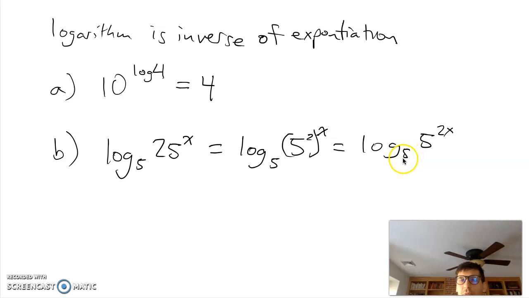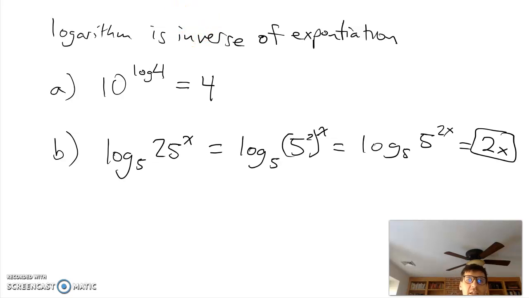Now, let's look here. It's saying what power of 5 gives you 5 to the 2x? Wait, are you serious? Power of 5 gives us 5 to a power? Well, it would just be the power, right? 5 to the 2x would give me 5 to the 2x. So once again, it undoes it.